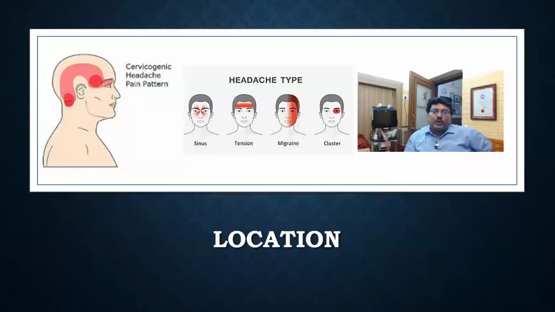Now coming to the location. Again, depending on the location, we could differentiate a headache. Usually, a cervicogenic headache comes from the back and then goes up, it could go up to the frontalis. For example, tension type of headache, I have already told, is a band-like headache. Migraine is predominantly a unilateral headache, and in cluster headache, usually there is a retroorbital pain along with autonomic features of the same side. So these are usual for the cluster headache.